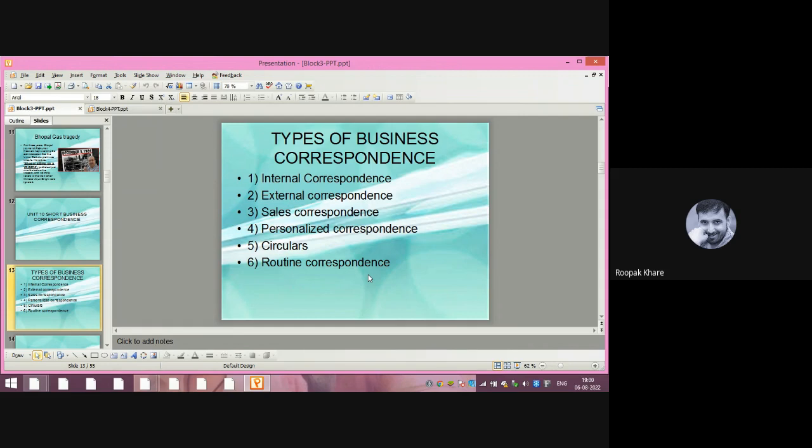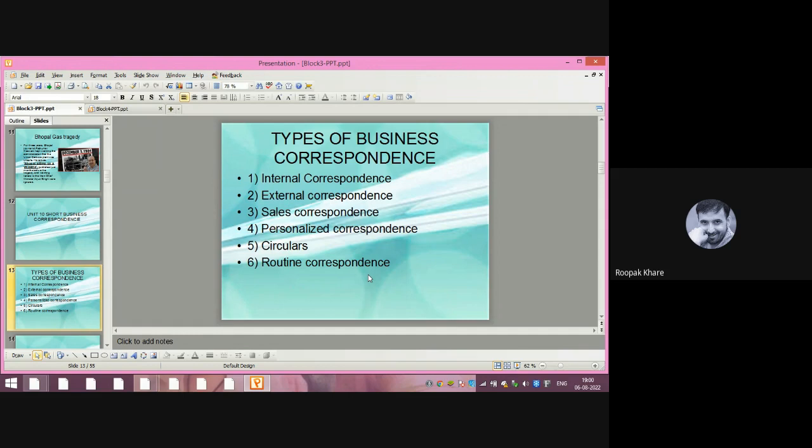Let us have a look at the various types of business communication. Internal correspondence happens within the company, within the organization. External ones go to other companies, other organizations, maybe your clientele or suppliers, or maybe even the government. Sales correspondence is when you're dealing with a particular client and selling your product, and some communications are required. Personalized correspondence is a one-to-one correspondence with somebody. Circulars could be internal as well as external.